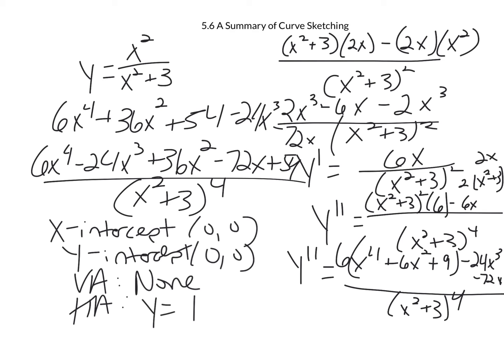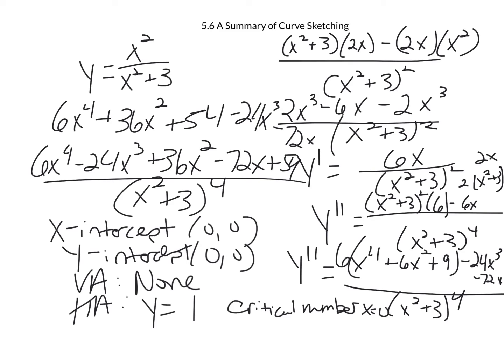Critical number, as you can tell, it'll be 0 because it makes the first derivative 0. Right? Makes the numerator 0. So critical number: x equals 0.